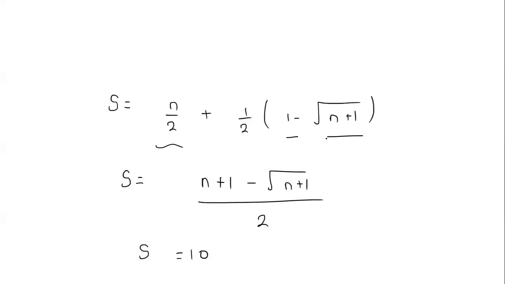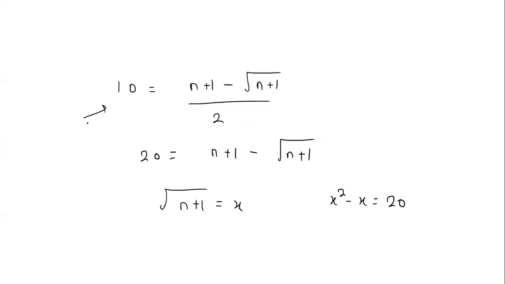So now in the problem it is given that this sum is equal to 10. So we want to find the value of n. So you can simplify this further, and you can write it in this form, like n plus 1 minus root of n plus 1 divided by 2. And we equate this thing to 10. So we want to find the value of n. So this is an equation in n, so we can easily find it.